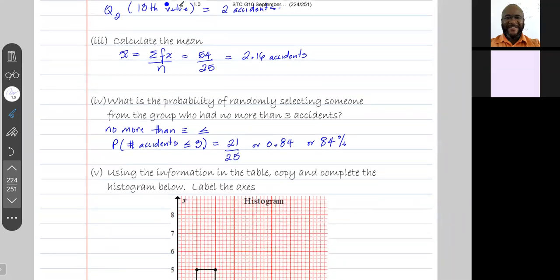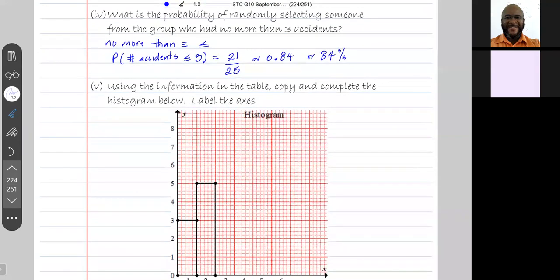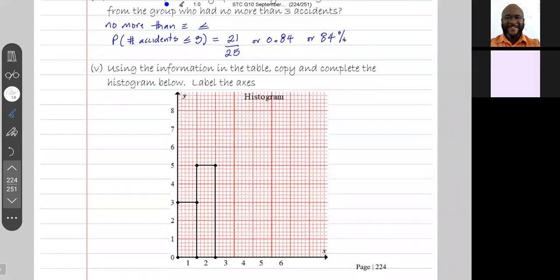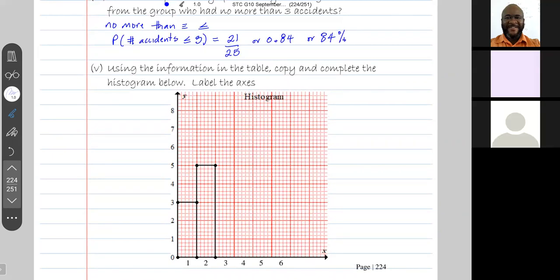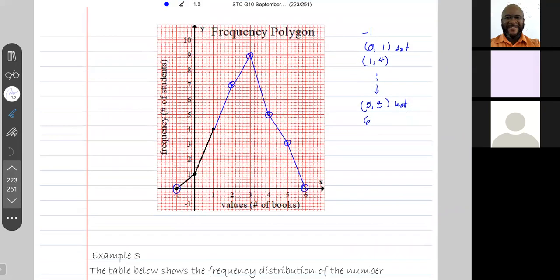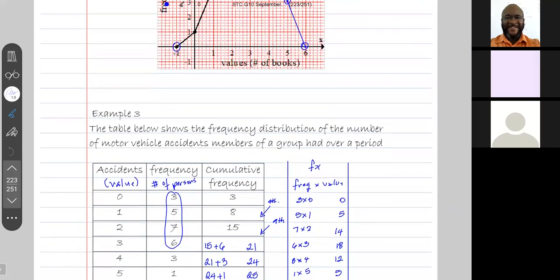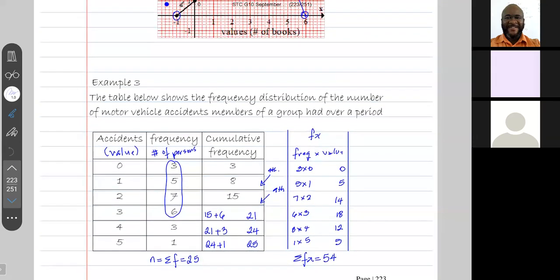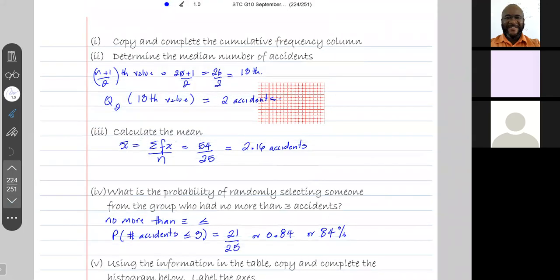Next, we need to draw this histogram, complete the histogram. All right, so can you tell me how many persons had 3 accidents? Anybody? Hello? How many persons had 3 accidents? 6. 6 persons had 3 accidents.